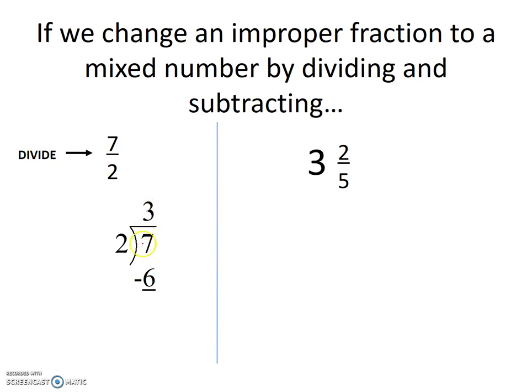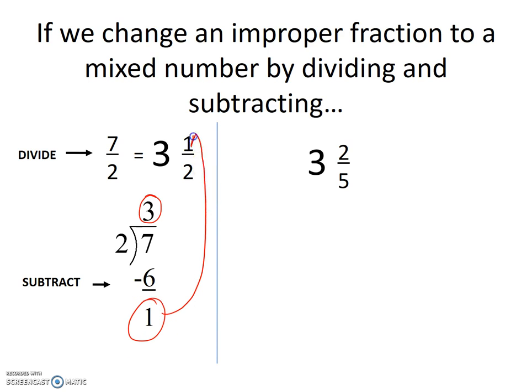2 goes into 7 3 times. 3 times 2 is 6. So when I take 7 minus 6, I subtract, I get a remainder of 1. 3 is going to be my whole number because 3 is the whole number of times that 2 can go into 7. And then 1, my remainder, becomes my numerator. Notice the denominators stay exactly the same. That'll never change.